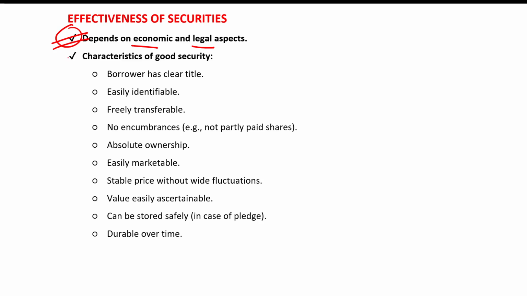For a security to be a good security, it must meet certain requirements. It should meet certain characteristics in order to be called a good security. The borrower must be the true owner of the security, so there must be a clear title. Secondly, the asset must be easily identifiable, so there is no dispute with regard to security. It should be freely transferable and free from any legal burden. Ownership should be absolute, with no encumbrances involved.